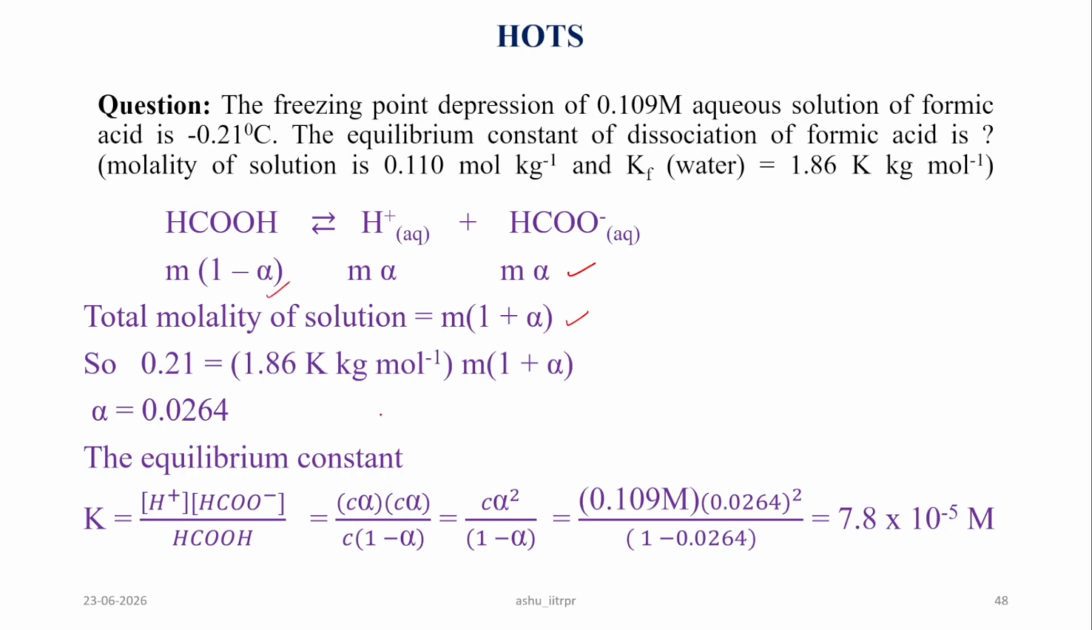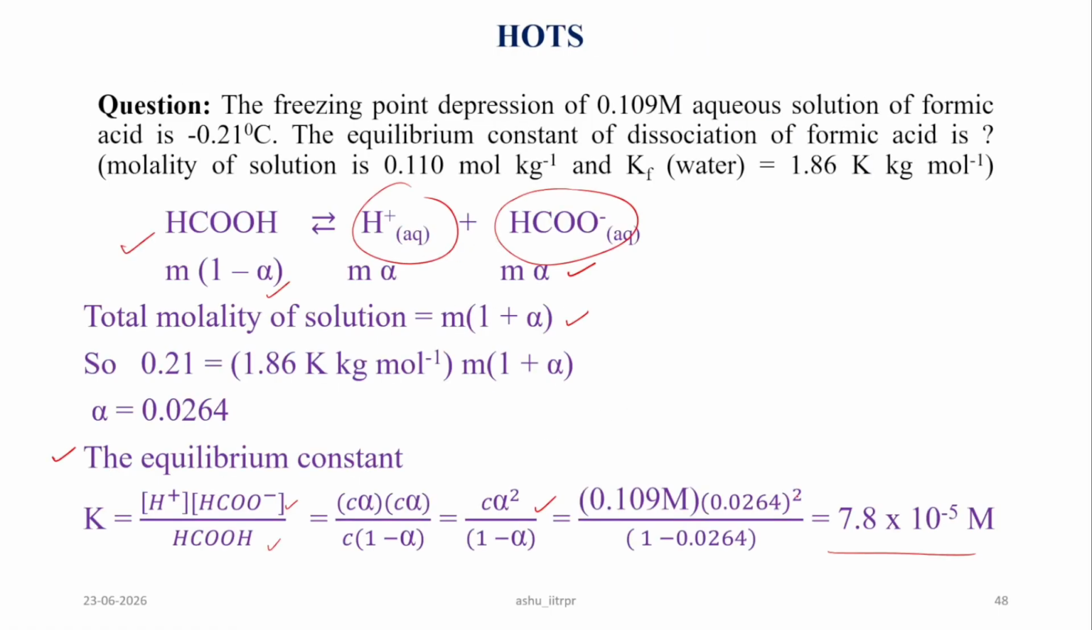From there, they have written the expression for the equilibrium constant. The equilibrium constant is the concentration of the products divided by the concentration of the reactant. So this is C alpha squared over C(1 minus alpha), the expression from the equilibrium chapter. When you solve this with the data, you get the equilibrium constant as 7.8 into 10 to the power minus 5 molar.